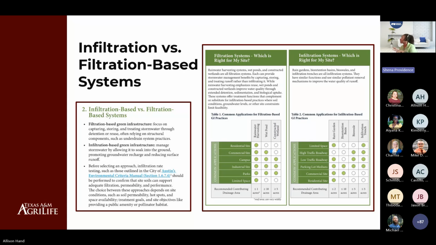On the right-hand side here, you can see again an exact screenshot of what this looks like in the implementation guide itself. It's meant to be a high-level matrix that shows you the different common applications, whether you're looking at a residential, commercial, or industrial site, an area that may have limited space, parks, or even areas with high-traffic or low-traffic roadways. This matrix is meant to show you at a high level the common applications for each of the filtration or infiltration-based systems in their contributing drainage areas and how they could be applied.